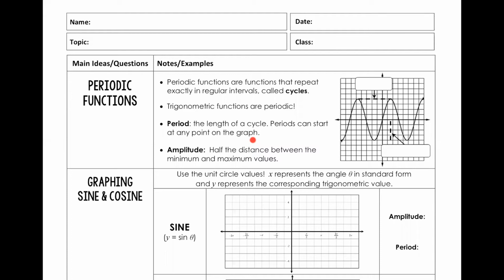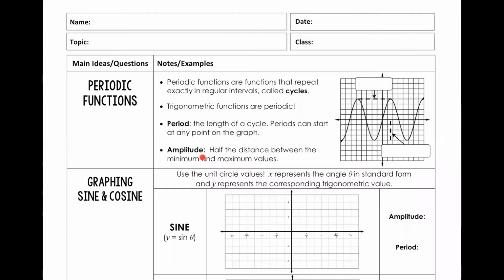So moving on to your notes page right now, the sine function and the cosine function, which we're going to see in a minute, are periodic functions, which means that they repeat at exact regular intervals called cycles. There are two things that you have to know how to identify in a periodic function. You should know how to find the period of a periodic function, and you should know how to find the amplitude of a periodic function.